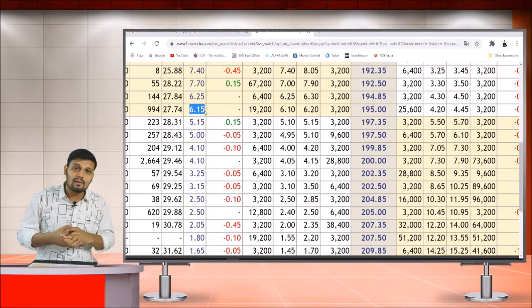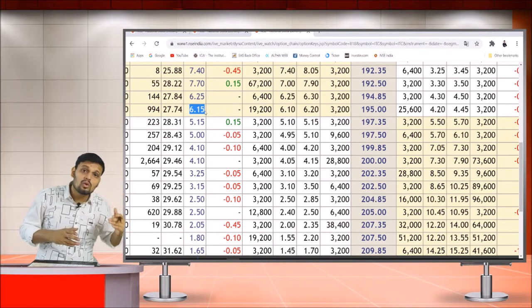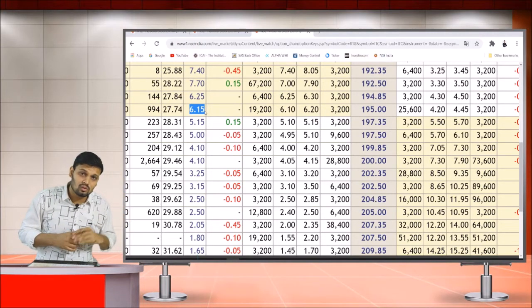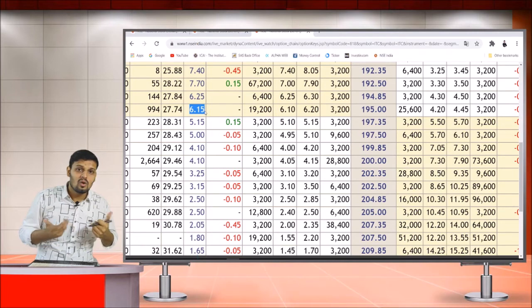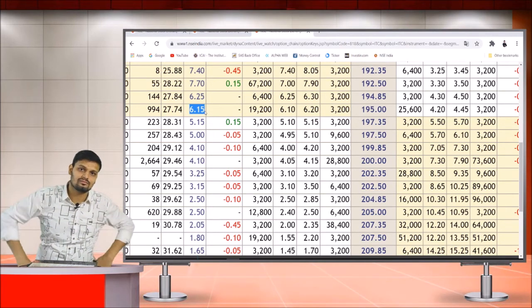So the next day, what happened? From 195 rupees, the share price came down to 190. Who has won this battle now? Buyer of call option or seller of call option? Seller of call option. So can I tell, this premium will decrease now?